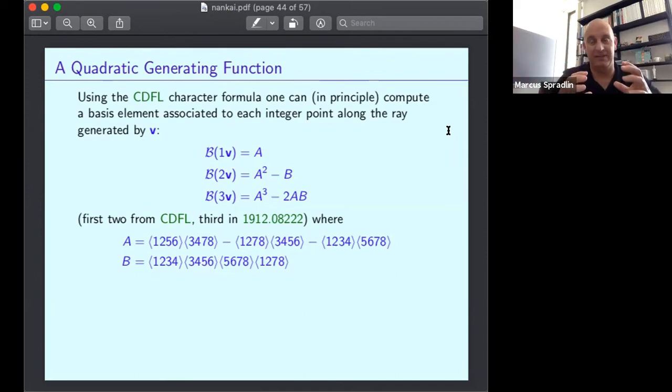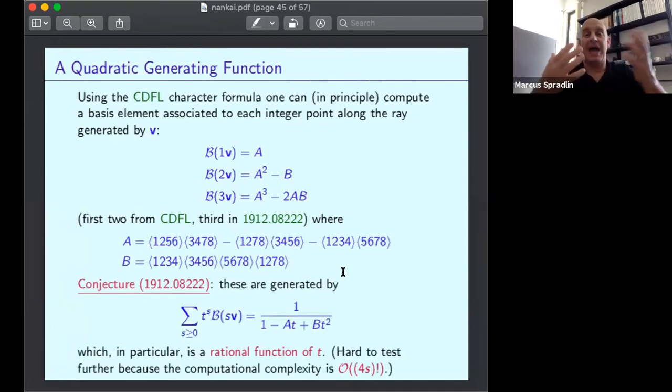So you have the polytope. We have two special facets that are not associated with cluster variables. Each of those facets has a normal ray. You can look at the sequence of integer points along that normal ray. You can use the character formula to calculate a quantity associated to each of those integer points. Here I've written the first three of them.